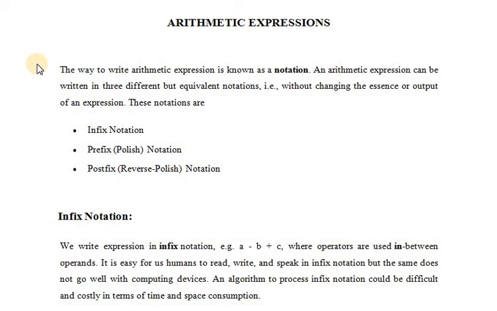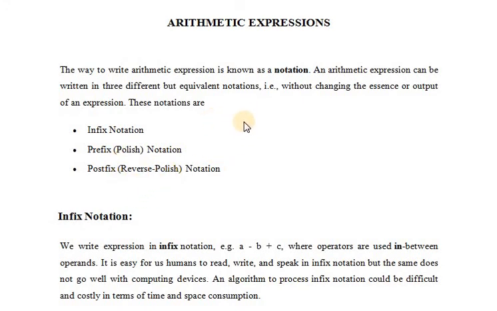An arithmetic expression can be written in three different but equivalent notations without changing the essence or output of an expression. We call these notations: infix notation, prefix notation, postfix notation. Prefix notation, otherwise you call it polish notation. Postfix you call it reverse polish notation.